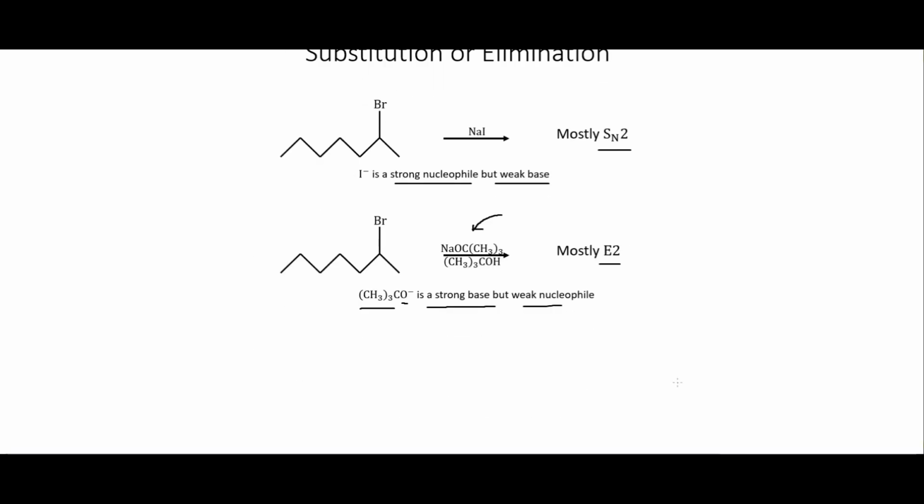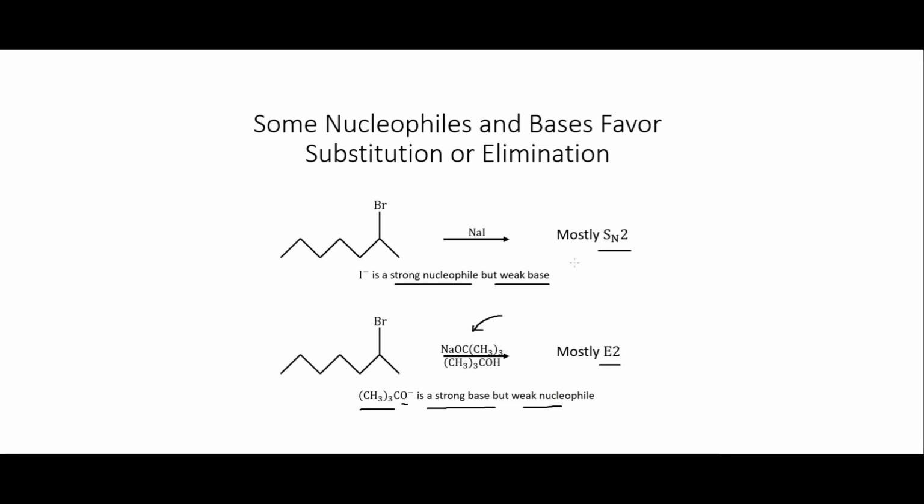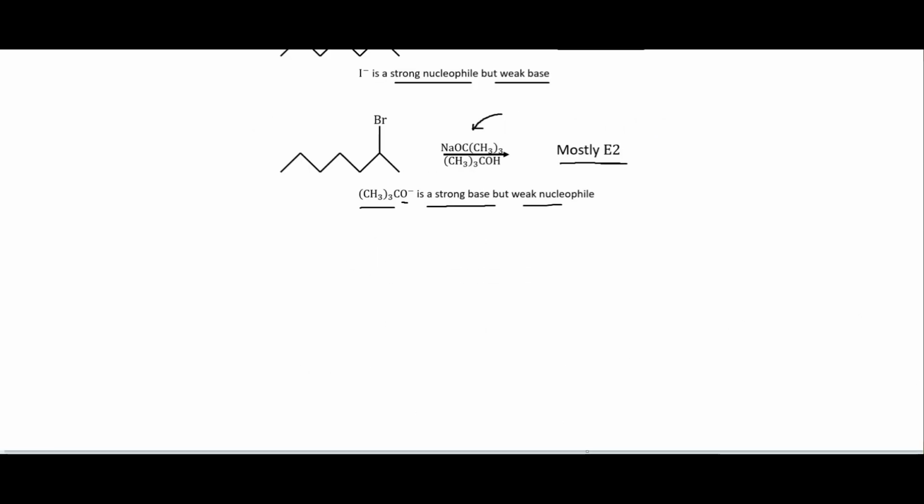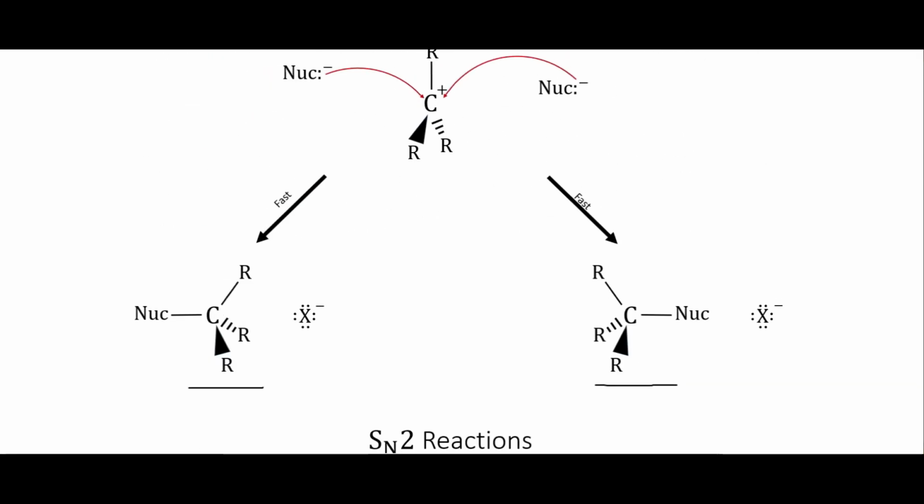But then if we have a strong nucleophile but weak base, we can push it more towards the SN2 on the secondary carbons, and if we have a strong base but weak nucleophile, we can favor the elimination bimolecular reaction here. But anyway, that was what I wanted to talk about in this video.